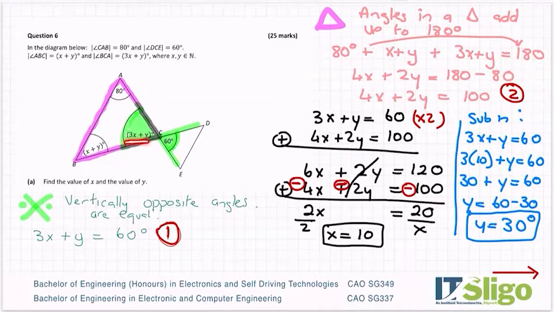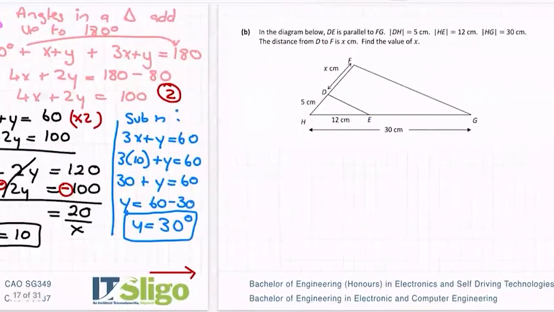And of course, an easy check is here to see, is this 60 degrees in my vertically opposite angle. So 3 times 10 is 30, plus the other 30 from y is indeed 60. So I'm quite confident in my answers then. Okay, so that's how you do part A.